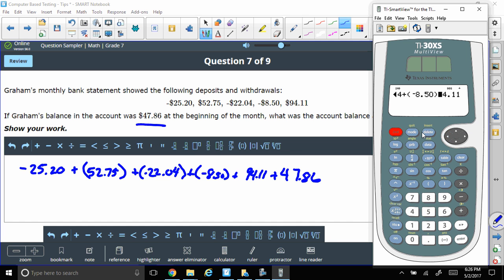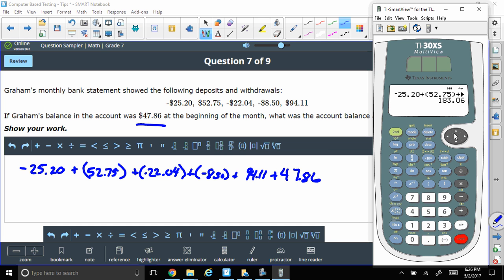So I'm going to insert a plus sign. There we go. Now let's go back to the end, 94.11. And now plus the initial balance, 47.86. Press enter, and I'll get $183.06 will be the balance.